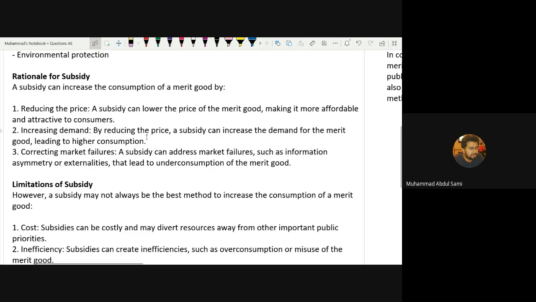You may also have a diagram here which may refer to the law of demand. The law of demand says if there is a decrease in the price, the quantity demanded increases. So when the price of a product decreases, then the demand for the merit good increases, leading to higher consumption. So yes, it's suitable if you draw a graph of demand and supply showing the impact of the subsidy.